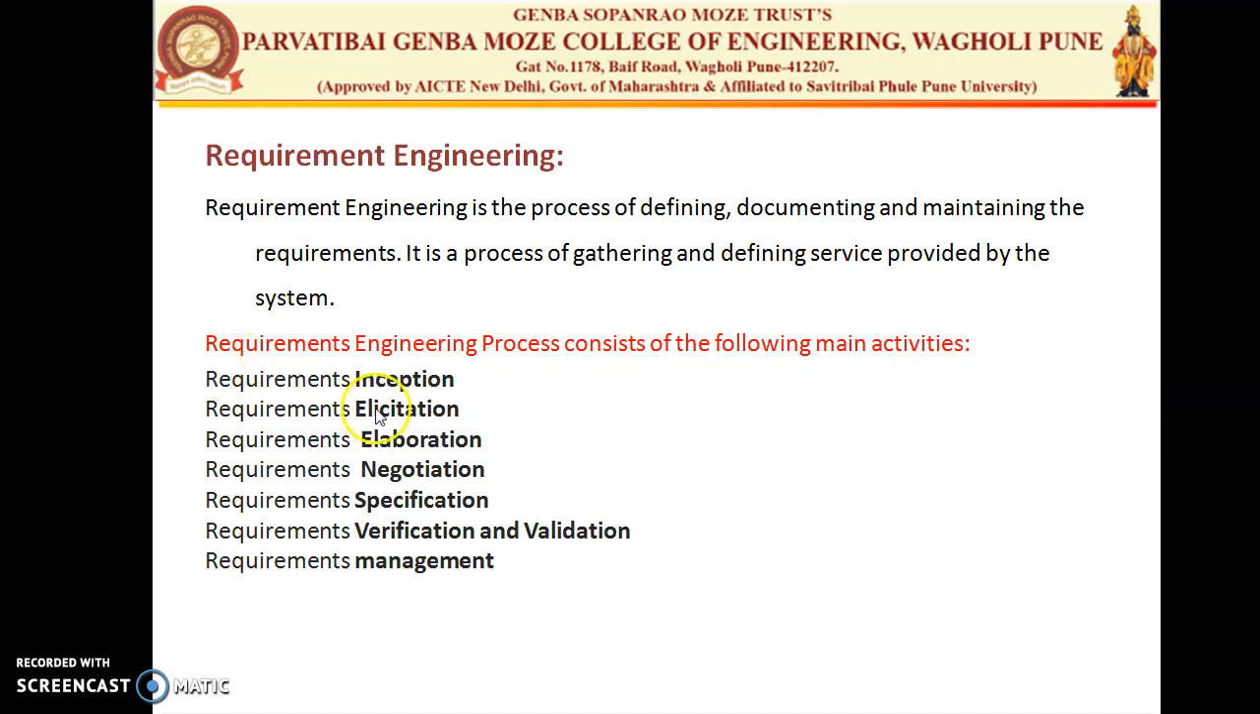Again, I previously said there are 7 steps in the process of requirement engineering. The first is requirement inception, second is requirement elicitation, third is requirement elaboration, fourth is requirement negotiation, fifth is requirement specification, sixth is requirement verification and validation, and seventh is requirement management. We'll go one by one through these. Requirement engineering is carried out throughout all these functions.